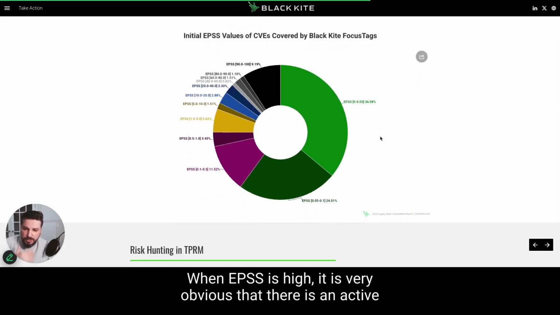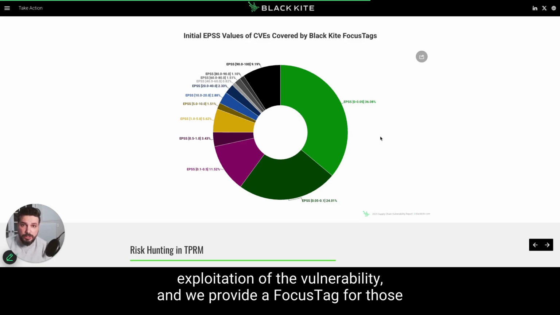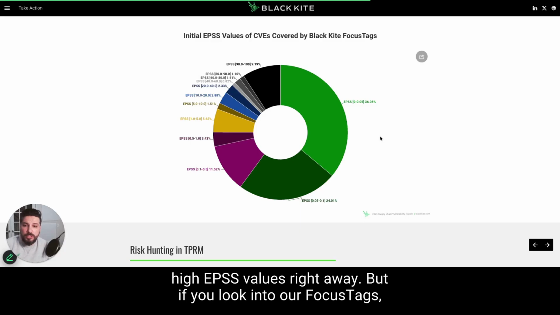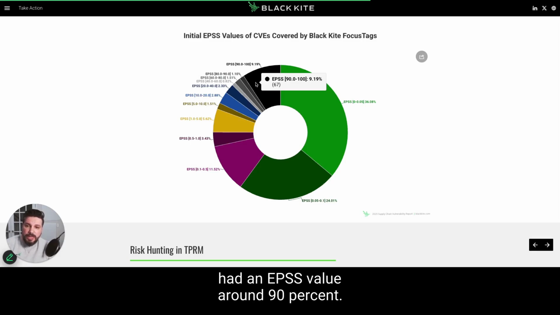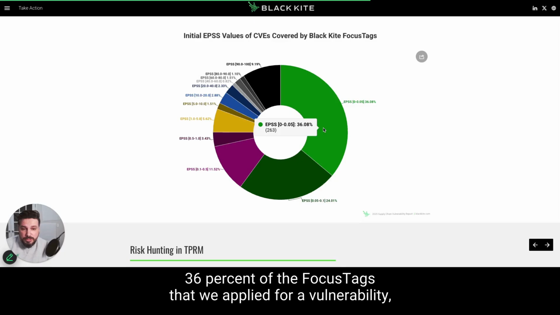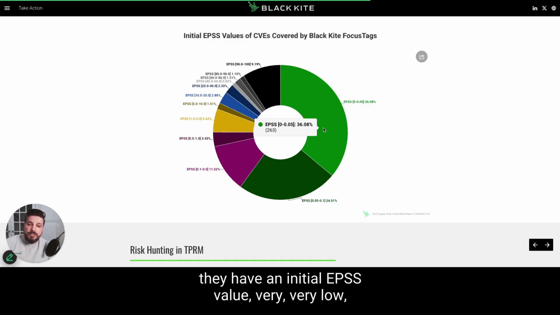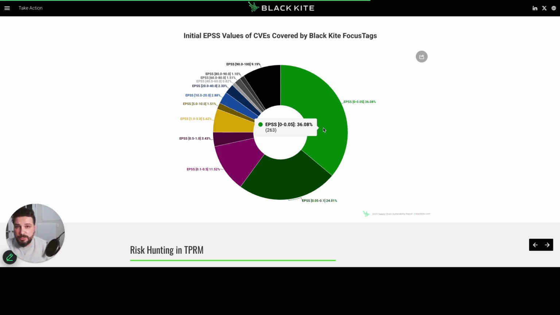And this is also very interesting. When EPSS is high, it is very obvious that there is active exploitation of the vulnerability, and we provide a focus tag for those high EPSS values right away. But if you look into our focus tags, only maybe 9.2% of the focus tags had an EPSS value around 90%. 36% of the focus tags that we applied for a vulnerability have an initial EPSS value very, very low, like between 0 and 0.5%.